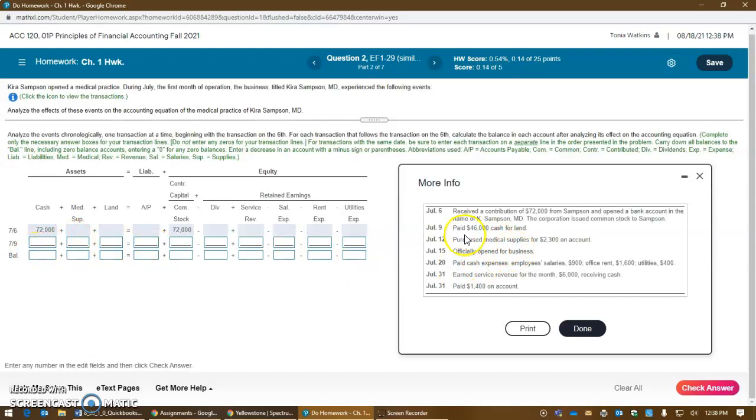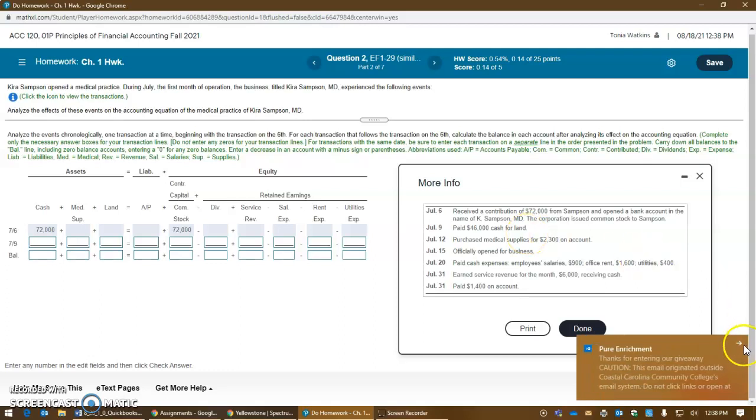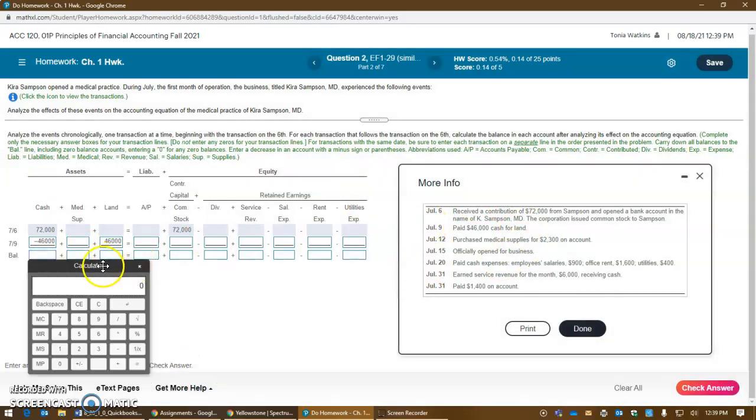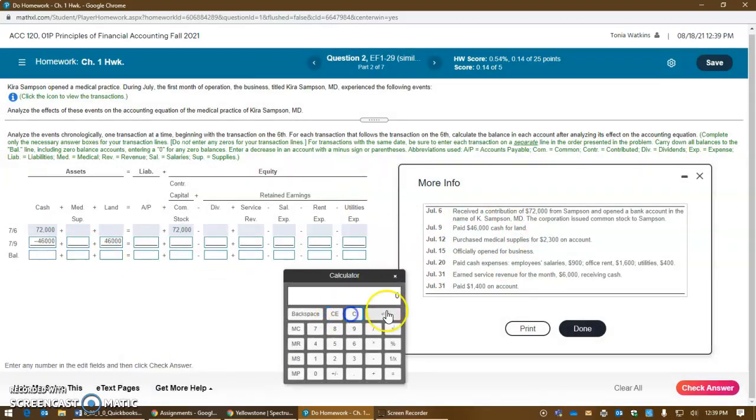Okay, the next date. We paid 46,000 cash for land. Again, analyze what accounts are affected. Well, cash went down, right? Okay, went down by 46,000, and land, which is another asset, went up 46,000. And now we should have a calculator. Okay, pull up your calculator. That way you can easily do the math right in My Accounting Lab. So 72,000 minus 46,000, my ending cash balance is 26,000 now.